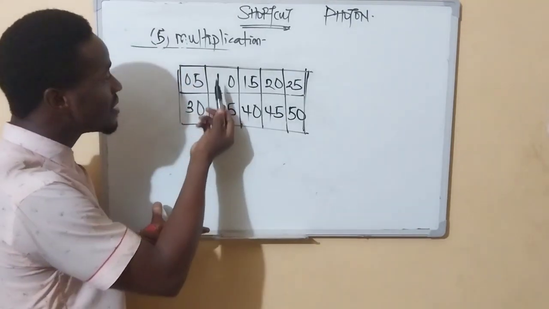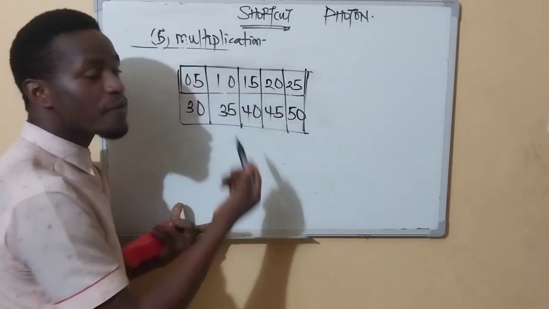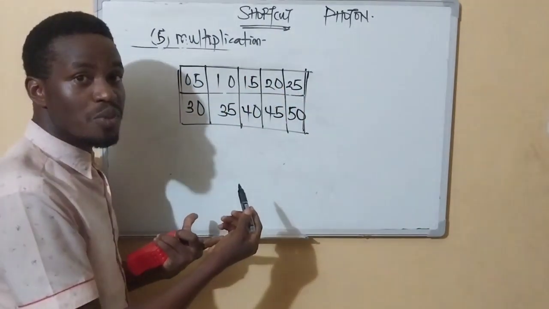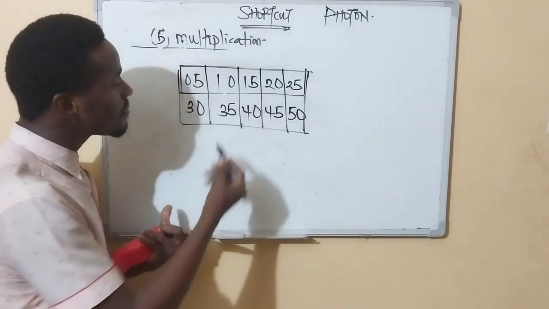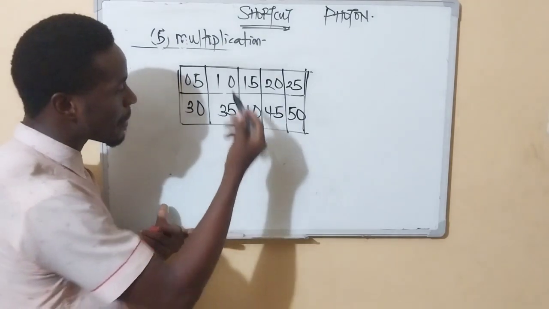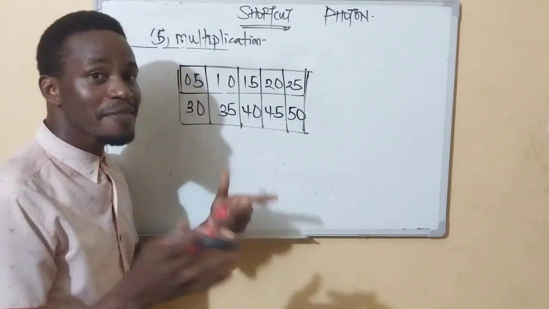5 times 1 is 5, 5 times 2 is 10, 5 times 3 is 15, 5 times 4 is 20, 5 times 5 is 25, 5 times 6 is 30, 5 times 7 is 35, 5 times 8 is 40, 5 times 9 is 45, and 5 times 10 is 50.